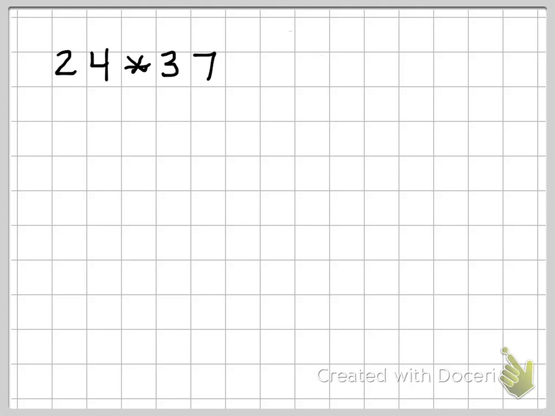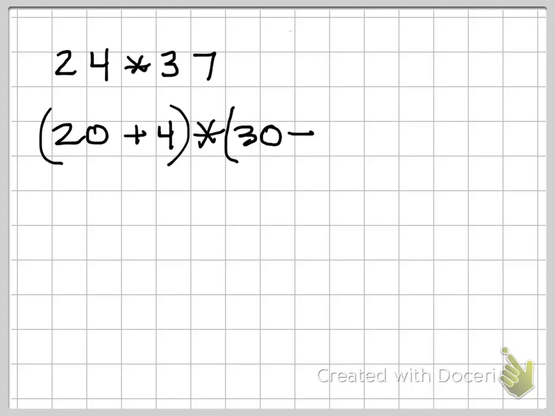Alright, the first thing we need to do is break these numbers into numbers that are easier to work with. We're going to do that by turning these double-digit numbers into their expanded form. So 24 is going to become 20 plus 4. And 37 is going to become 30 plus 7. Let's get ready to rumble.